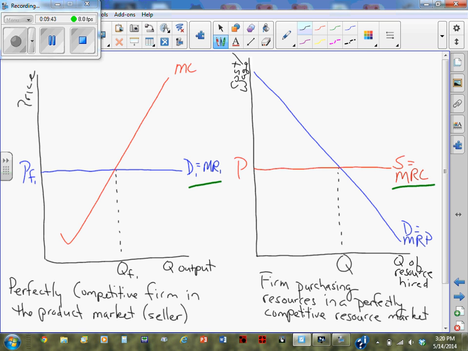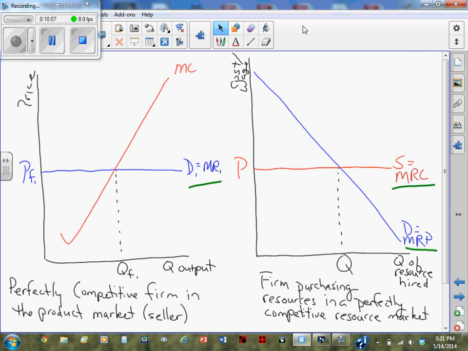Over here on the buyer end of things, if we're purchasing a resource, we have to remember to add an additional name to our demand curve. Our demand curve is our marginal revenue product. So as you can see, there are some similarities between these two markets. If it says perfect anywhere, some curve has to be perfectly horizontal. Keep that in mind.